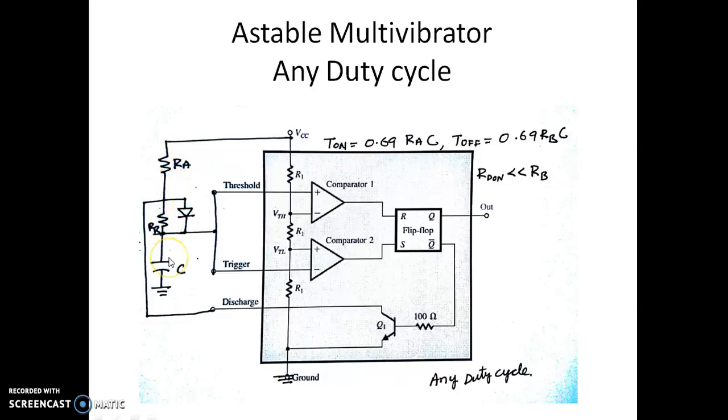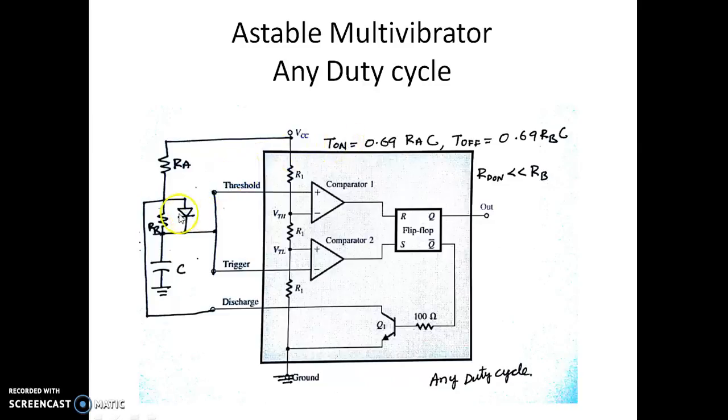So now the time constant becomes RA into C only, neglecting the on resistance of the diode. As you can see now, the expression for T on becomes 0.69 RA into C. RB is not coming into the picture because RB will not be assisting the capacitor to charge. Now the capacitor charges through the diode.